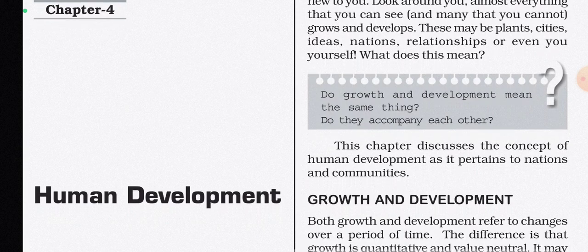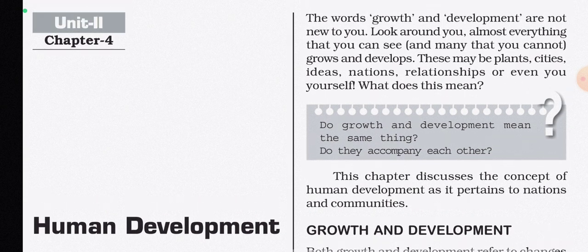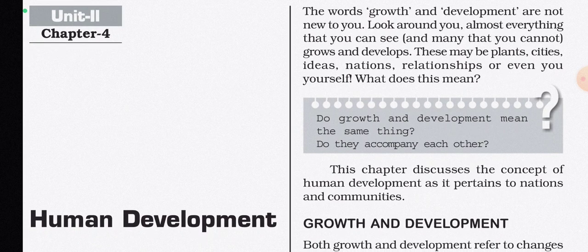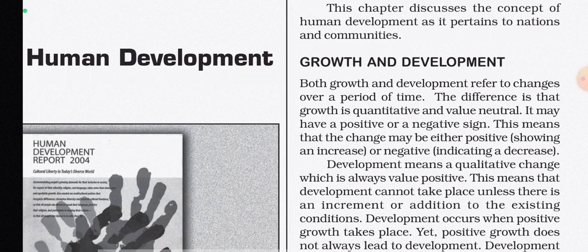So we are in chapter 4 and this is unit 2, that is human development. So let's start. The words growth and development are not new to you, definitely. Look around you. Almost everything that you can see and many that you cannot grows and develops. These may be plants, cities, ideas, nations, relationships, or even you yourself. What does this mean? This chapter discusses the concept of human development as it pertains to nations and communities.